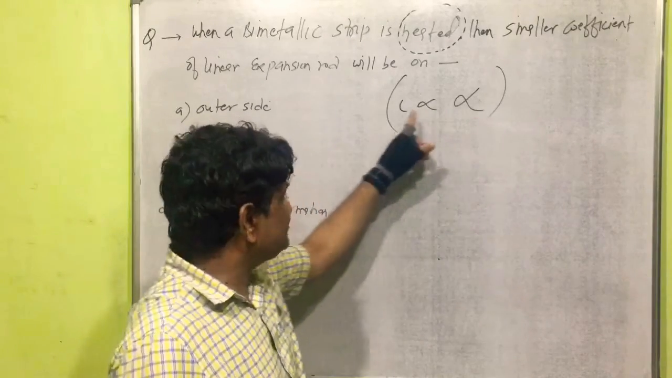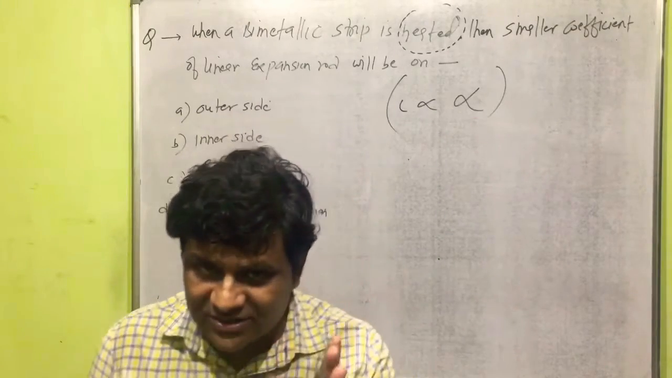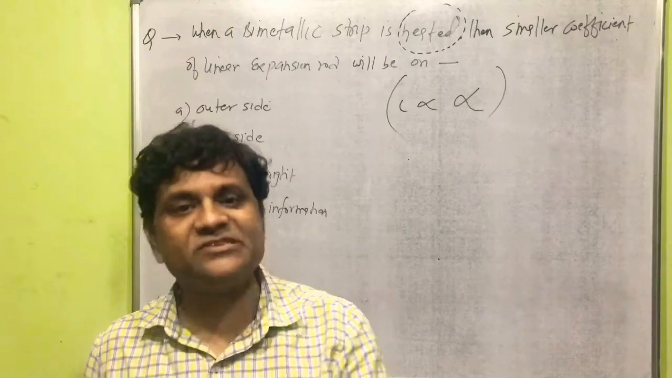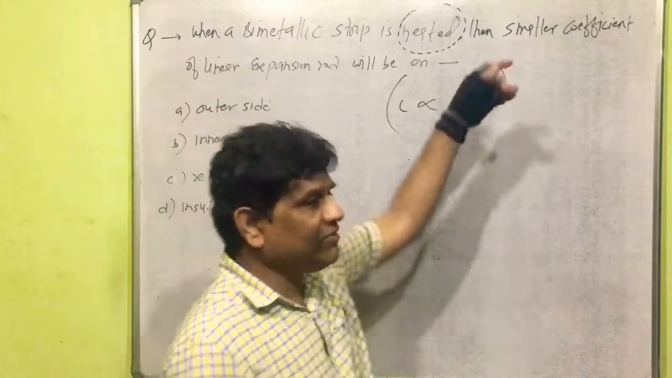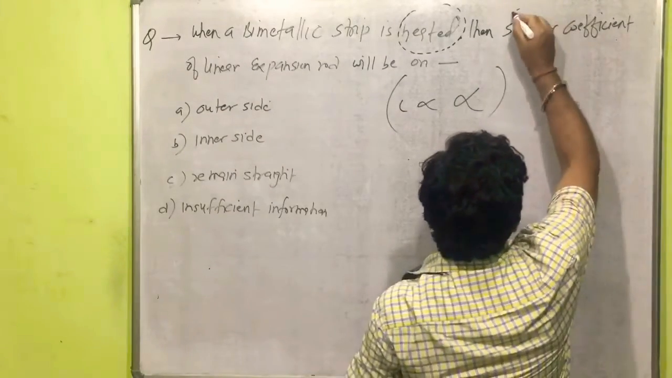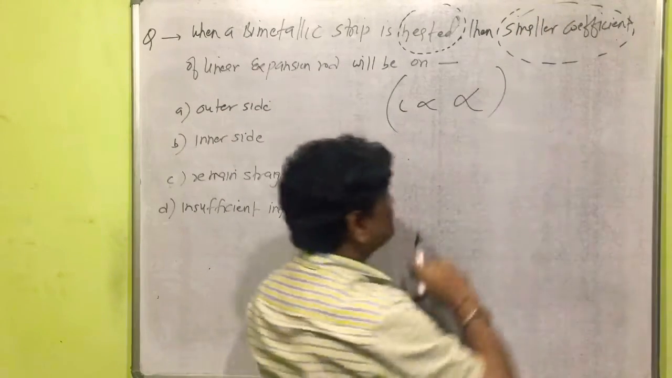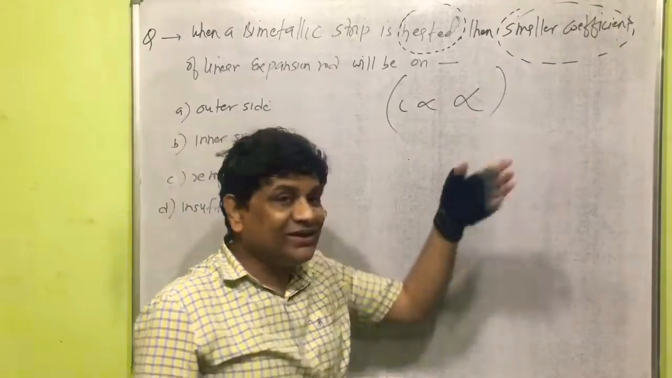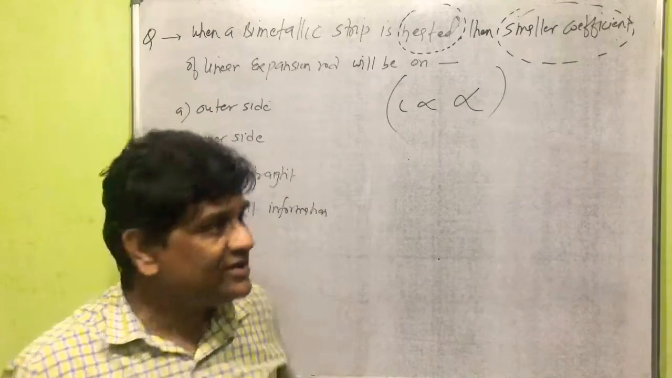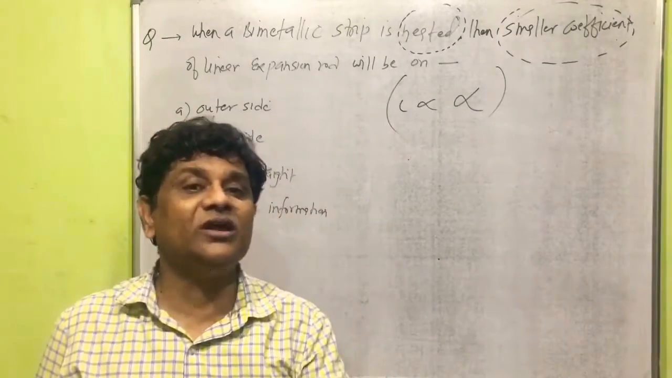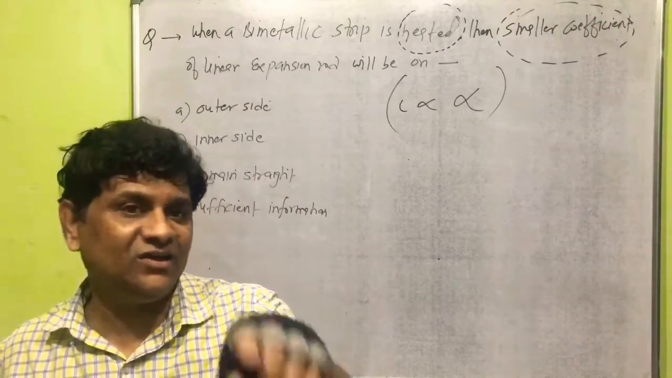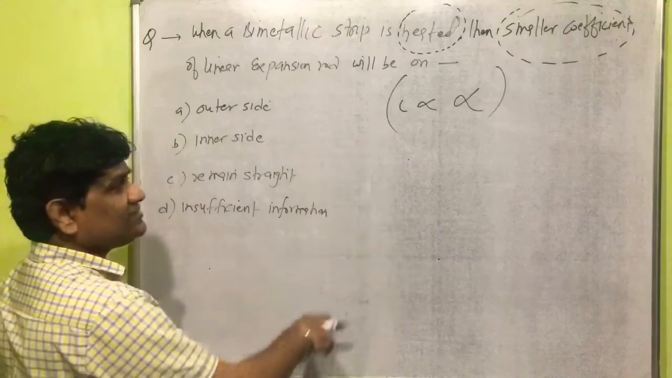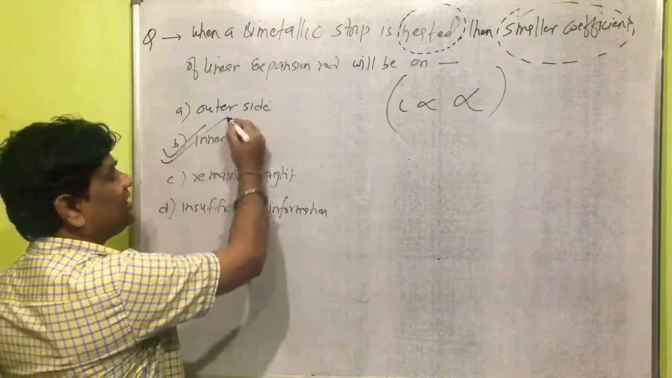Smaller alpha, smaller will be the length. Smaller length will be on the concave side or inner side. Our question is related to the smaller coefficient of linear expansion rod. So if alpha is smaller, length will also be smaller. Smaller length will be on the concave side or inner side. So what is the answer to our question here? It is inner side.